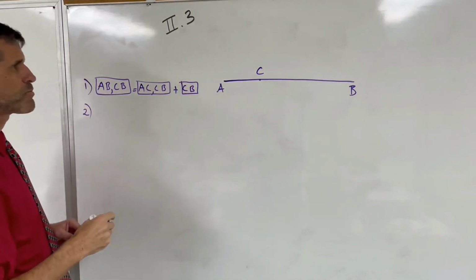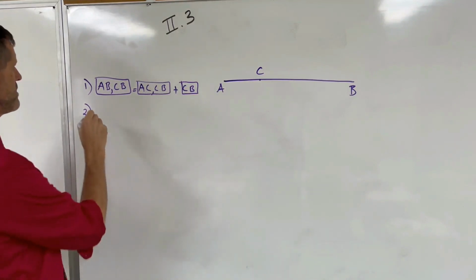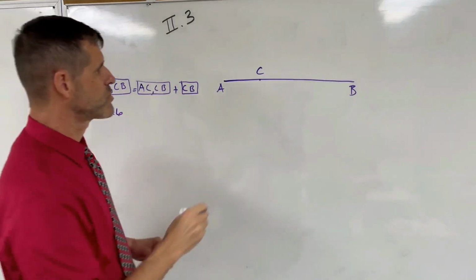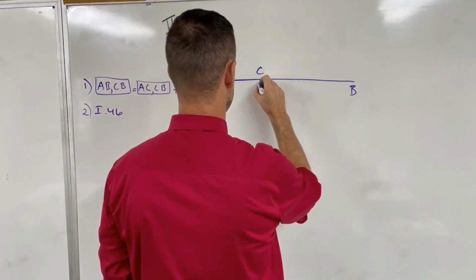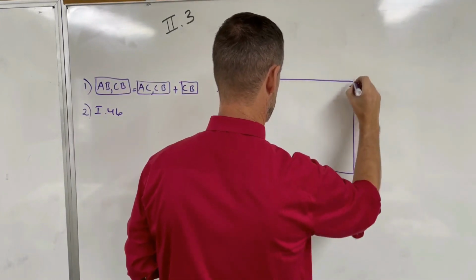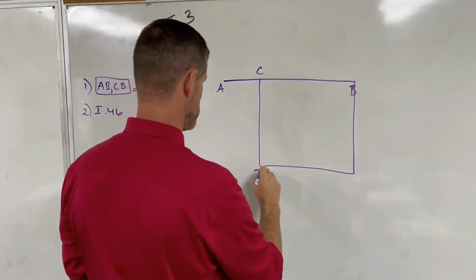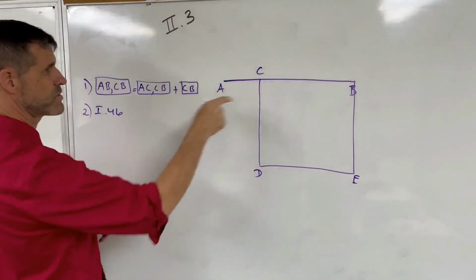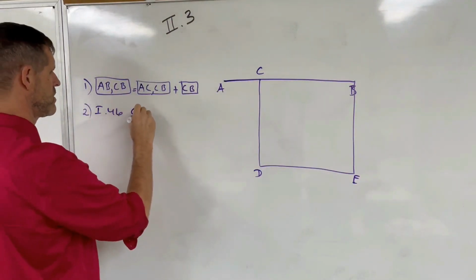First thing we want to do is use proposition 46 from book 1. And we're going to construct a square on CB. We'll call this DE. So Prop 46 allowed us to construct square CE.